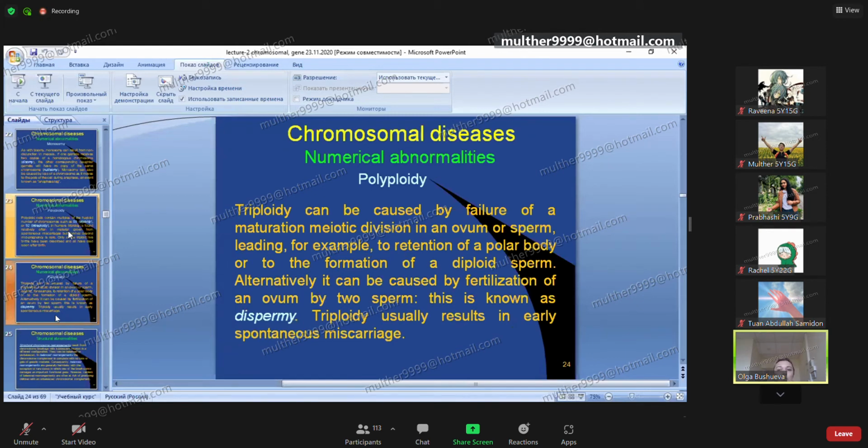Triploidy can be caused by failure of maturation meiotic divisions in an ovum or sperm, leading, for example, to the retention of a polar body, or to the formation of diploid sperm. Alternatively, it can be caused by fertilization of an ovum by 2 sperm. This is known as dyspermy. Triploidy usually results in early spontaneous miscarriages.